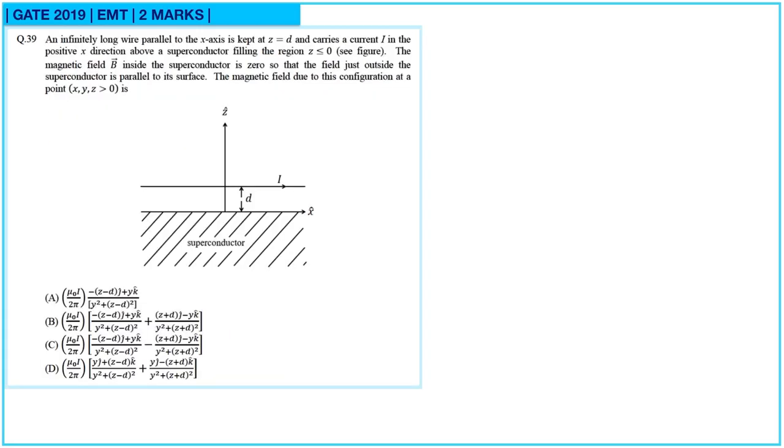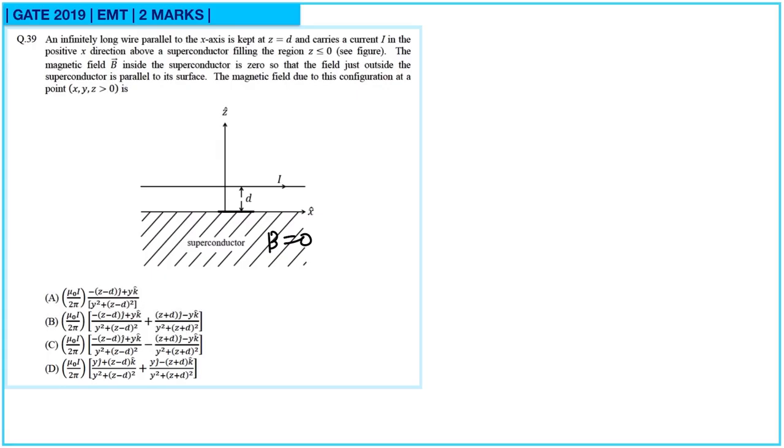Next, question number 39. An infinitely long wire parallel to the x-axis is kept at z equal to d and carries a current I in the positive x direction above a superconductor filling the region z less than or equal to 0. The magnetic field B bar inside the superconductor is 0, so that the field just outside the superconductor is parallel to its surface. The magnetic field due to this configuration at a point is. Here we have to find the magnetic field.